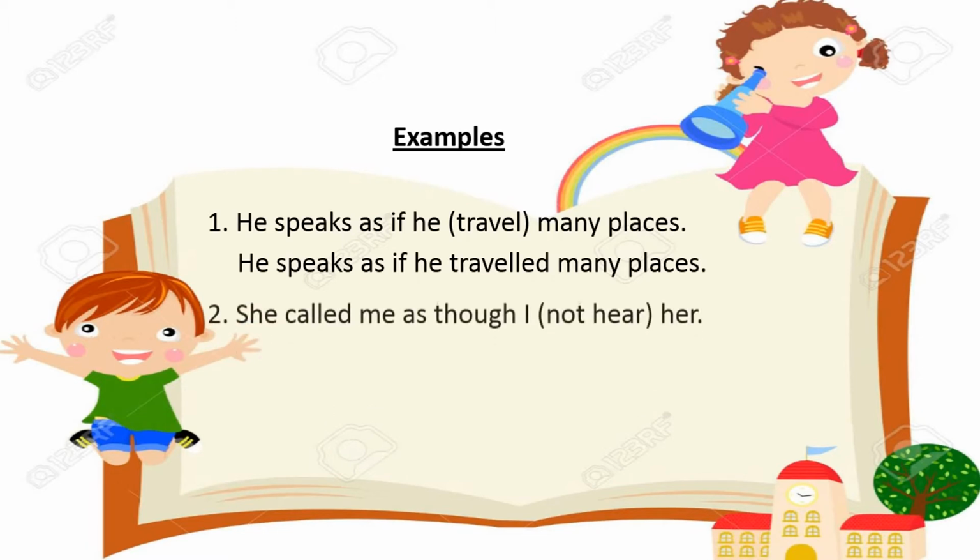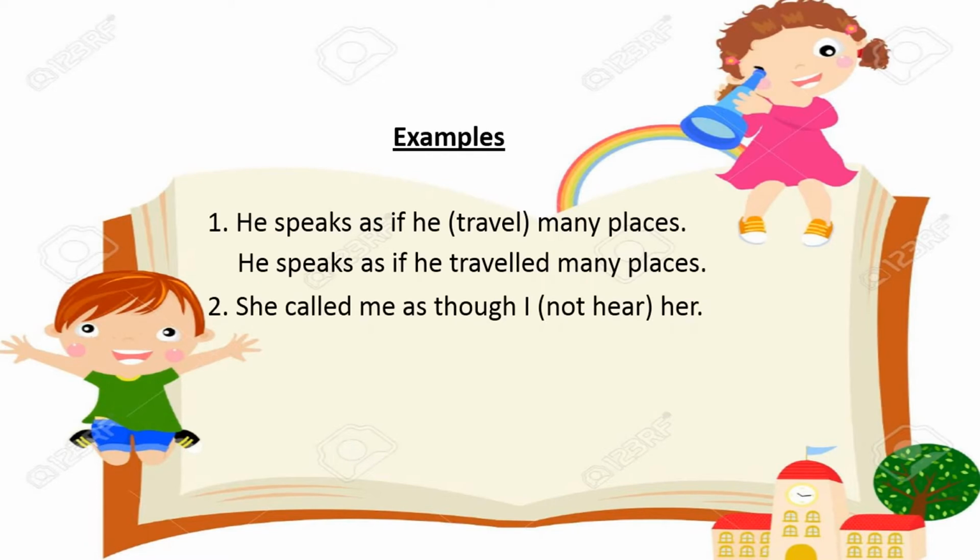Okay, example number 2. She called me as though I not hear her. So here we see she called. The first part of as though is past indefinite tense. So from the structure we know the next part will be past perfect tense. So she called me as though I had not heard her.